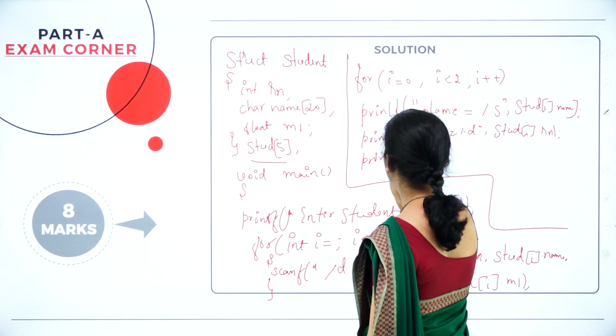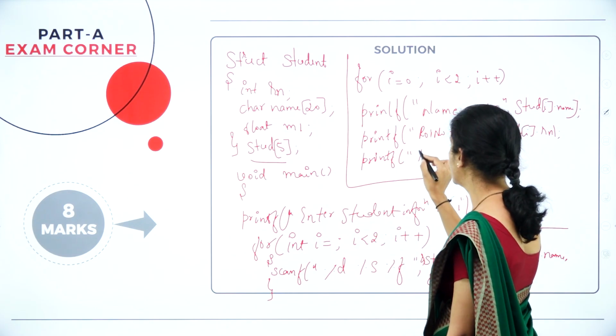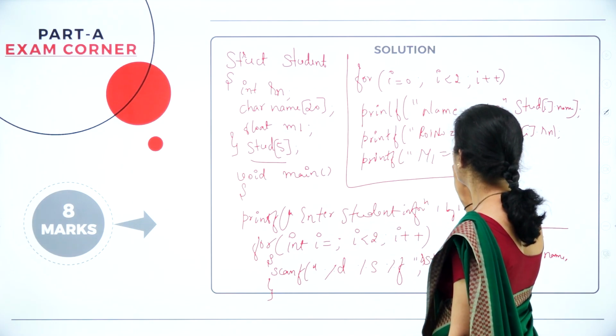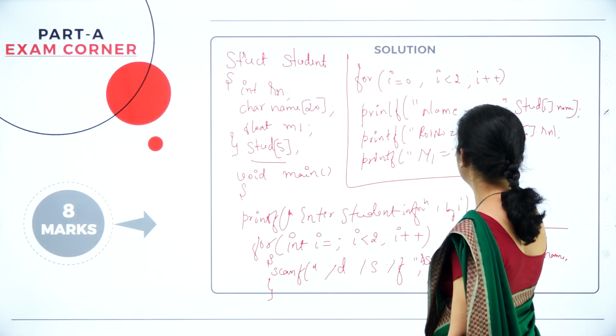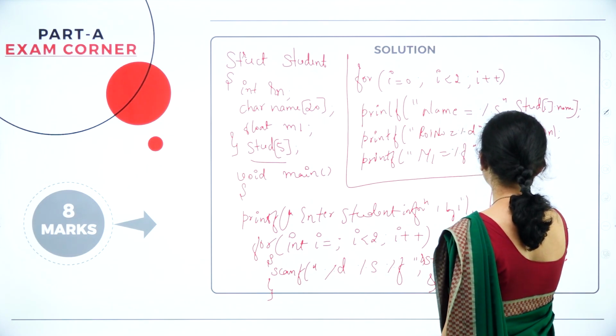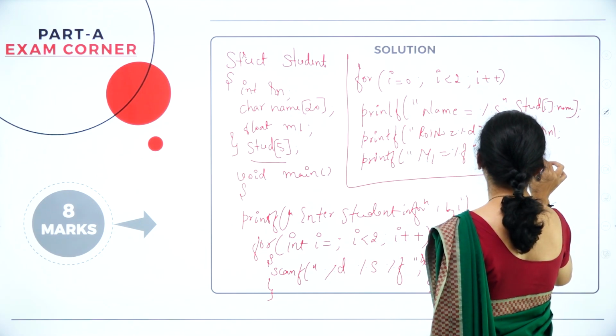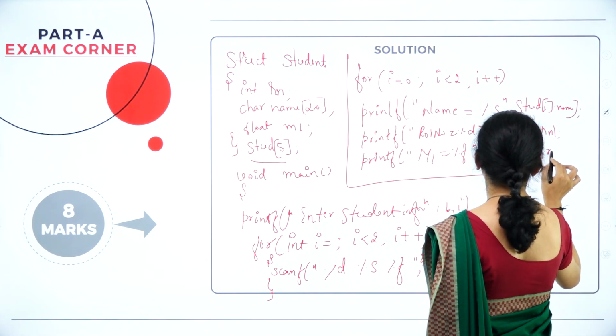Then printf. I want to display the marks, so I'll write M1. It's of type float, so %f, double quote close, comma, then stud[i].m1.